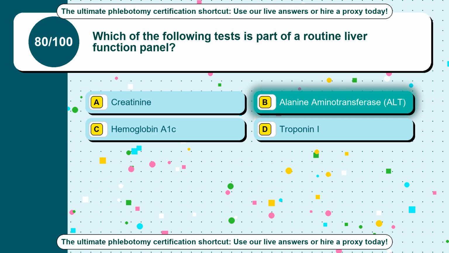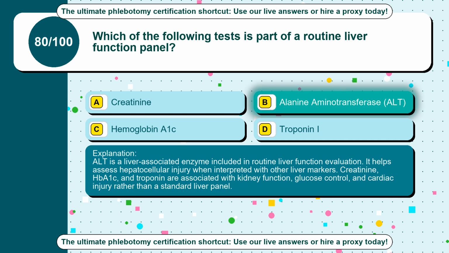Alanine aminotransferase, ALT. ALT is a liver-associated enzyme included in routine liver function evaluation. It helps assess hepatocellular injury when interpreted with other liver markers. Creatinine, HbA1c, and troponin are associated with kidney function, glucose control, and cardiac injury rather than a standard liver panel.